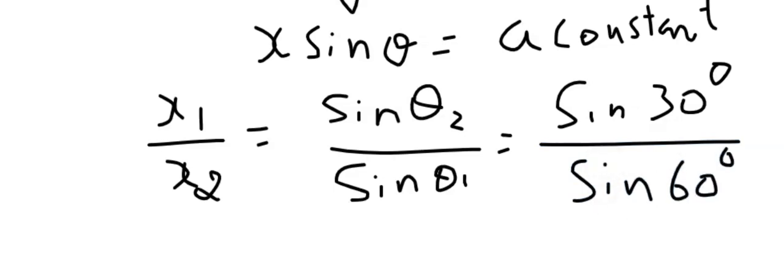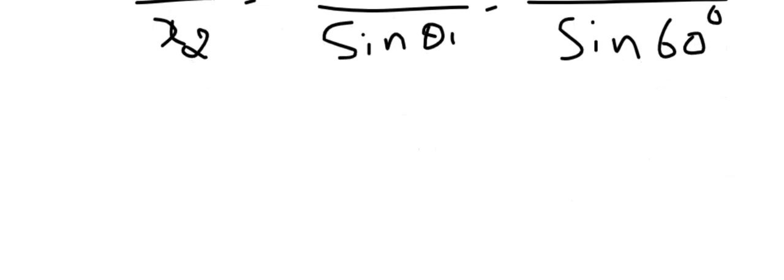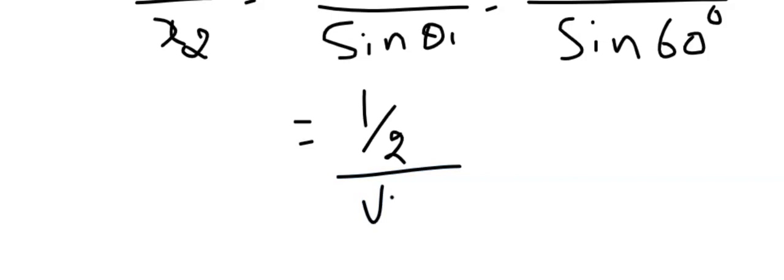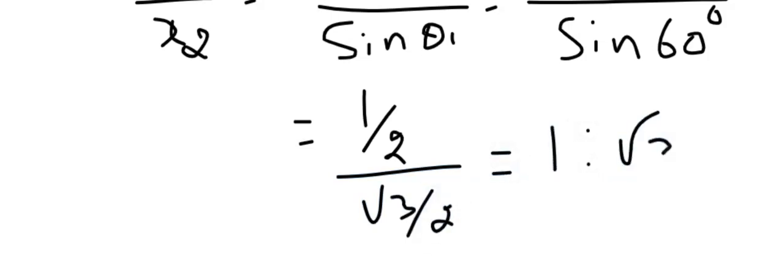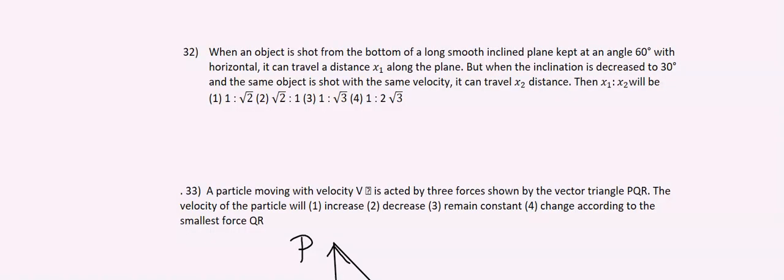We know the values for sine 30 and sine 60. Substituting that, we'll get half divided by root 3 by 2, which is nothing but 1 is to root 3. Let's see which option is correct. 1 is to root 3, option 3 is correct. Now going to the 33rd question.